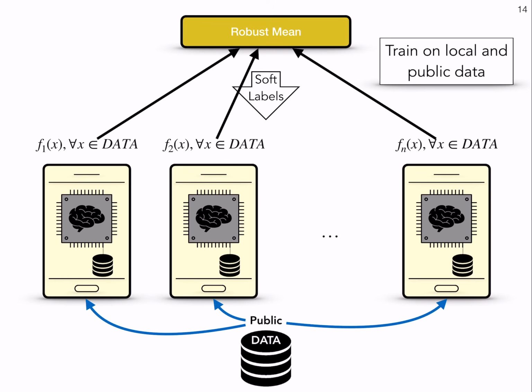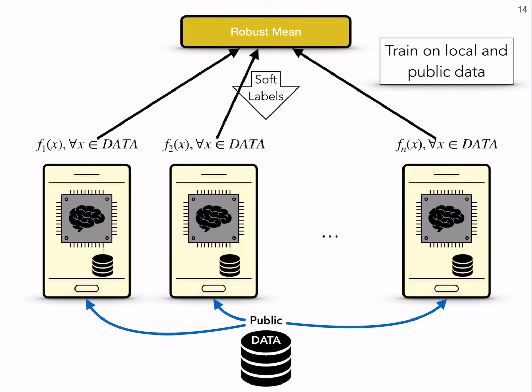And so the predictions, they can just share the prediction vector, and then the aggregator will just compute the robust mean of these predictions and send the soft labels for the public data to the participants. And what they do is that in each round of training, they train on the union of the local data and the labeled public data.